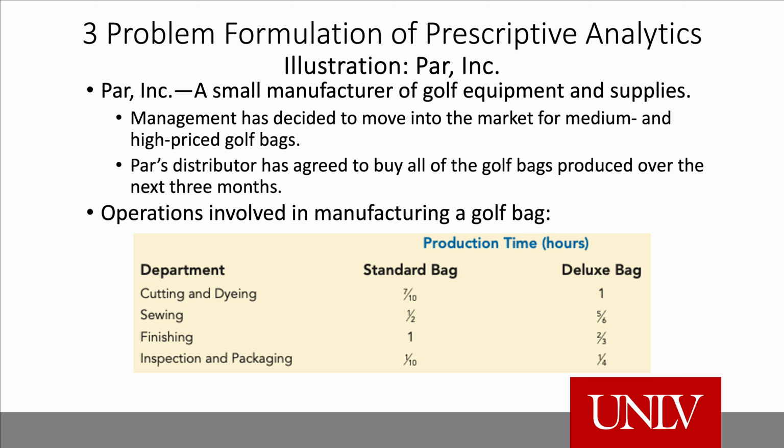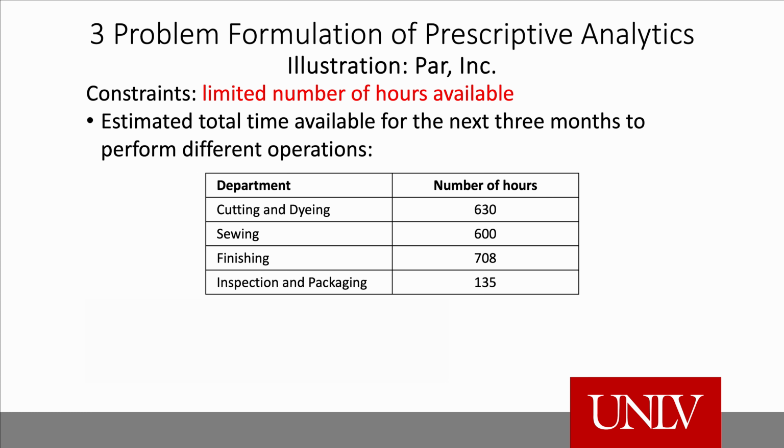And a standard bag takes 1 hour in finishing, whereas a deluxe bag takes 2/3 of an hour in finishing. And lastly, a standard bag needs 0.1 hour for inspection and packaging, and the deluxe bag needs 0.25 hours in inspection and packaging. So this is the background understanding of the whole PAR company and their situation right now. And now let's check the constraints.